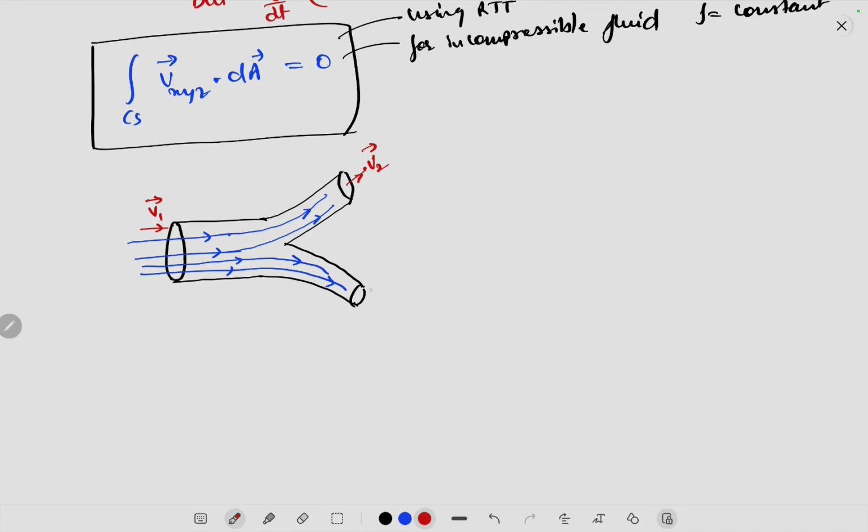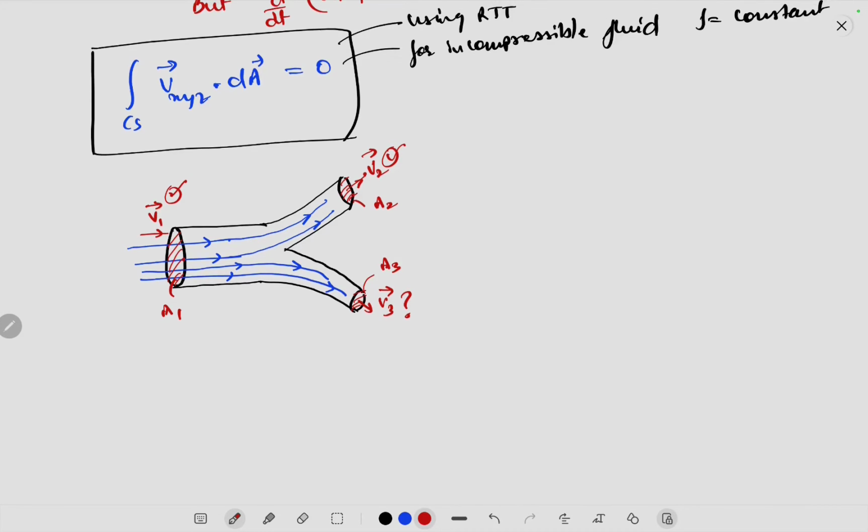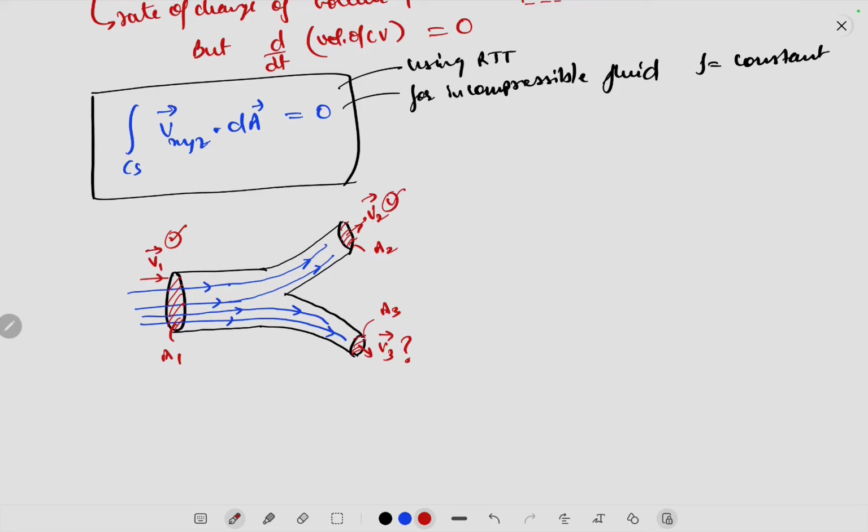Now you are asked a question that what is V3 vector, and also these areas of cross section are given to you in the question. So this is given, and you are asked what is V3. Let's say this area is A1, this area is A2, this area is A3. Now how will we use the Reynolds transport theorem, or particularly this equation, to find V3?